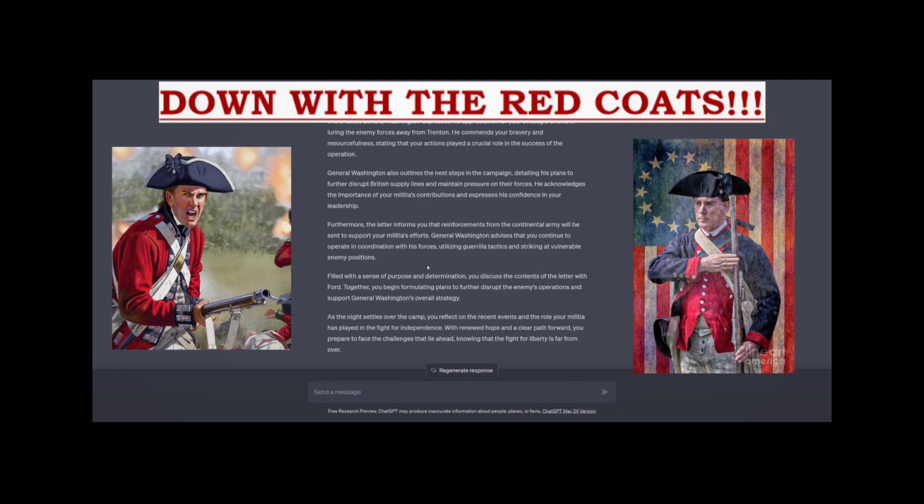As the night settles over the camp, you reflect on the recent events and the role your militia has played in the fight for independence. With renewed hope and a clear path forward, you prepare to face the challenges that lie ahead, knowing that the fight for liberty is far from over.